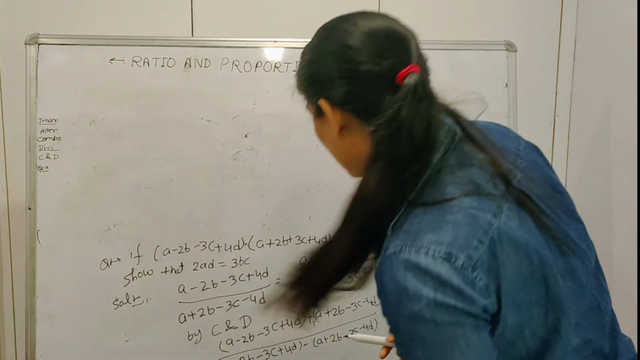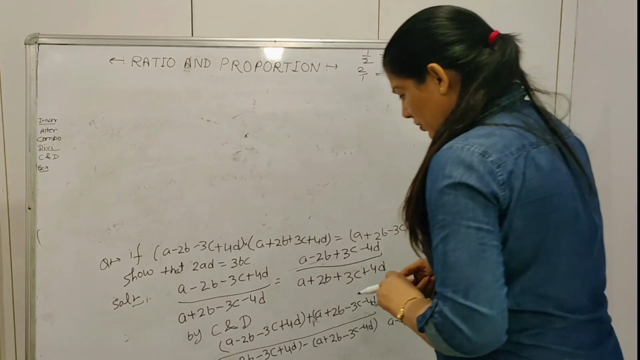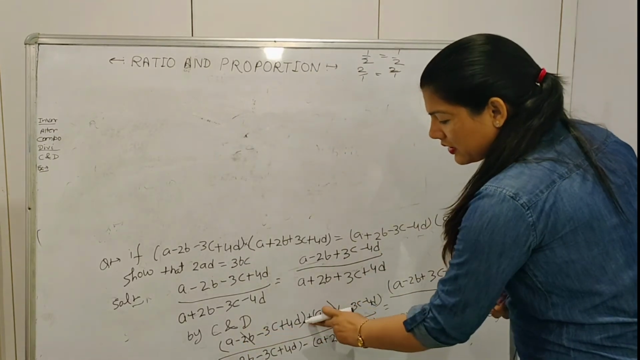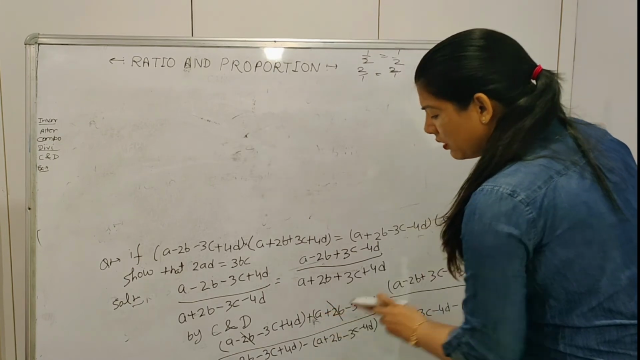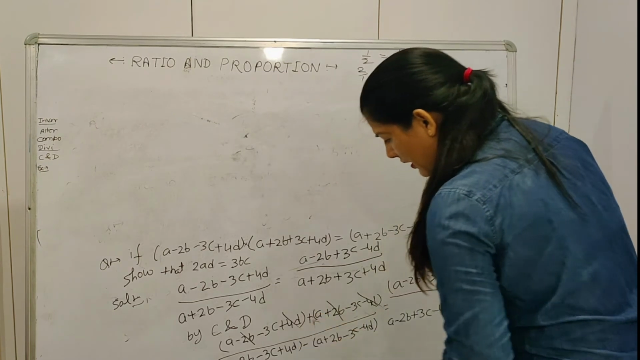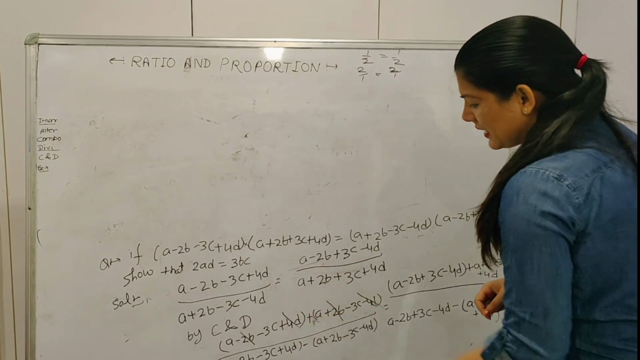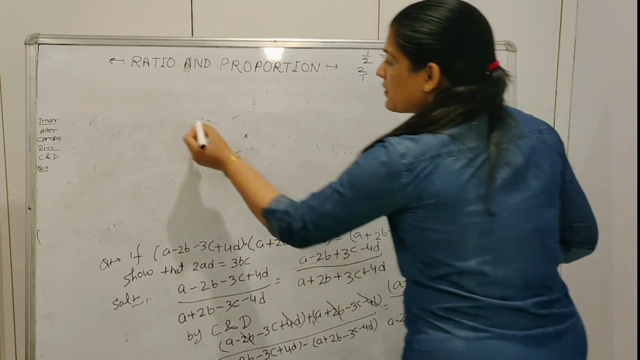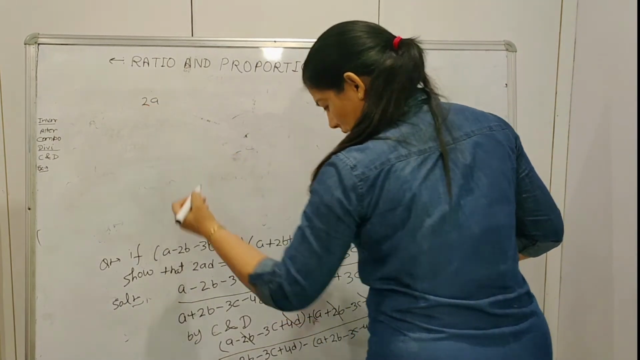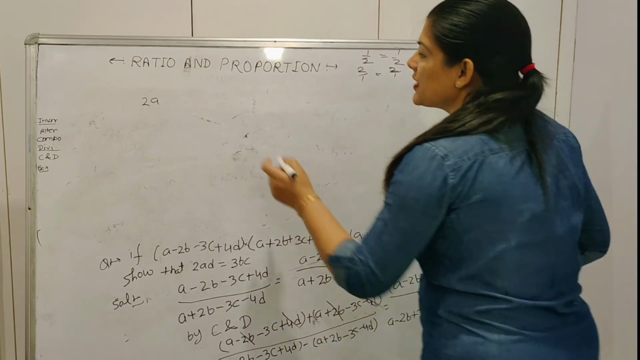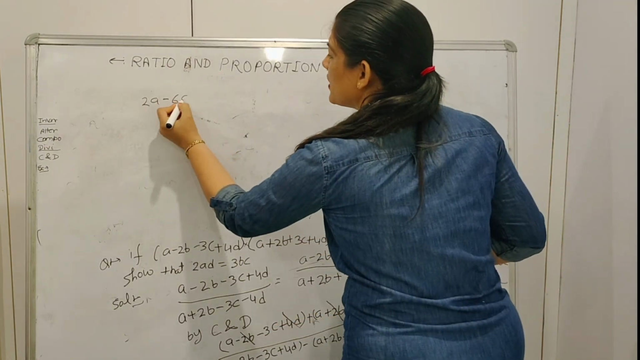So in the numerator I have 2b cancelled by 2b, because here is a plus sign, so it will not change the sign of the bracket here, and plus 4d is cancelled by minus 4d. So I have a plus a gives you 2a, and minus 3c gives you minus 6c.